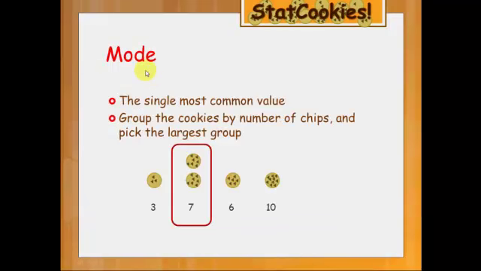Now, the mode is the simplest kind of thing to calculate. It's the single most common value. You can use this for numerical data. For example, here I've grouped the cookies by the number of chips. We pick the largest group, 7. That's the mode. That's fine.